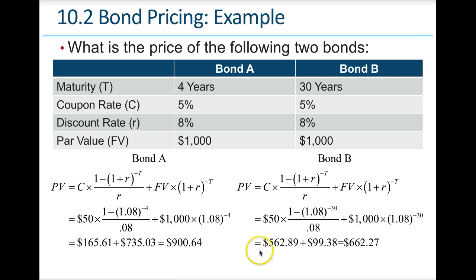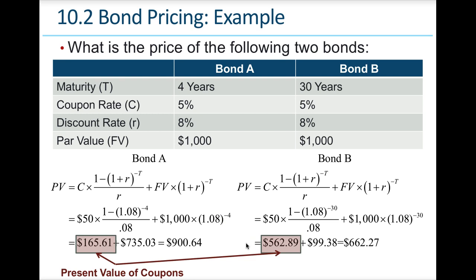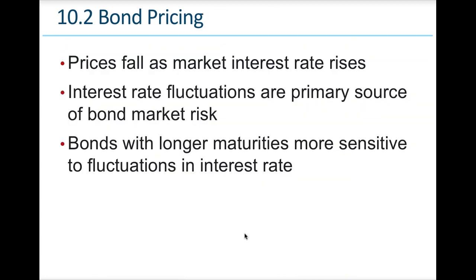Okay, for both. We can see that bond B is selling at a bigger discount than bond A, and that's because bond B has 30 years to maturity and bond A has 4 years to maturity. So the length of the maturity is going to affect how volatile the underlying bond price is to the change in interest rates. It's a good illustration of that. This is the present value of the coupons. Then I'm going to add to it the present value of the par value, and then the total value.